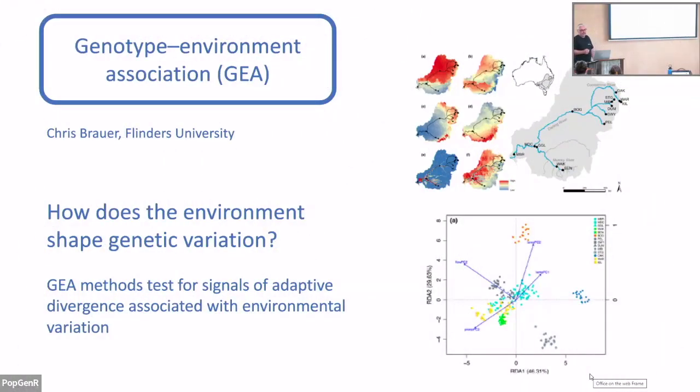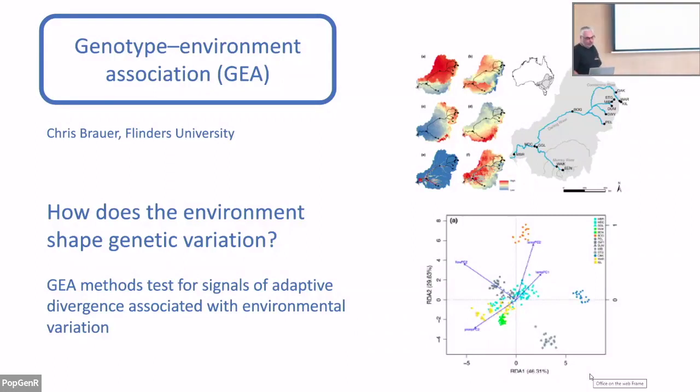So I've just got a couple of slides here really as an introduction to what we're going to do with the code. Luciano already introduced the ideas pretty well, I think. But basically when we're talking about Genotype Environment Association analyses, we're interested in how the environment has shaped patterns of genetic diversity that you might see in your group of interest. There are a lot of different methods, and Luciano skimmed over a few of them.